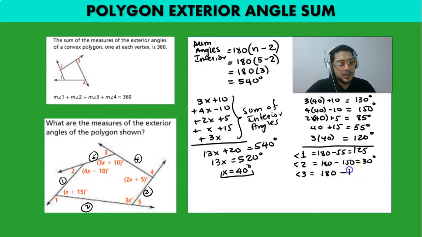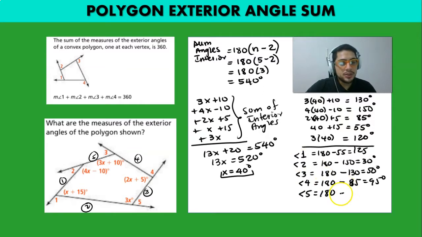Angle 3, or the measurement of angle 3, is going to be 180 minus 3x plus 10. So it's going to be 50 degrees. Then angle 4 is going to be 180 minus 2x plus 5. And then 2x plus 5 is going to be 85 degrees. So that's going to be a total of 95 degrees. And then last but not least, we have 180 minus 3 times x. So that's minus 120, which gives us a total of 60 degrees.